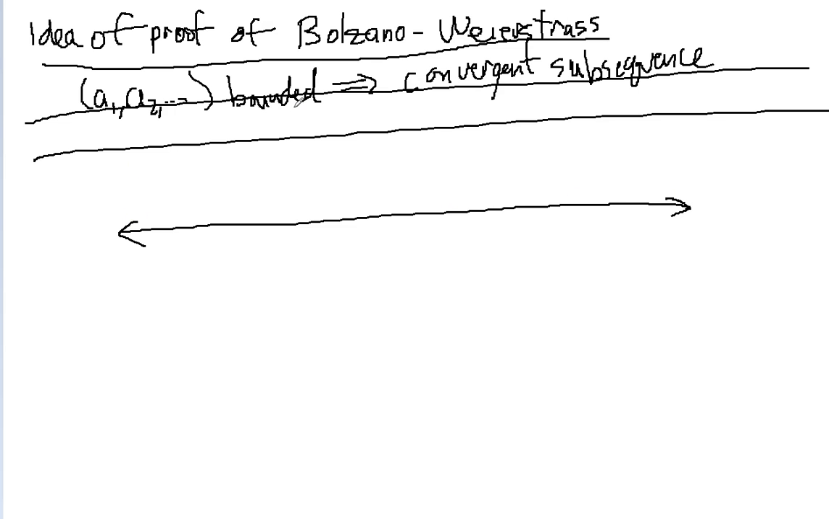This sequence is bounded, so what that tells us is that there's a capital M. Let's draw in a 0. There's a capital M somewhere. It's positive. And how about a negative M? What we know is that all of the a sub n have to be in this range. Well, that's great. That doesn't help us get a convergent subsequence yet.